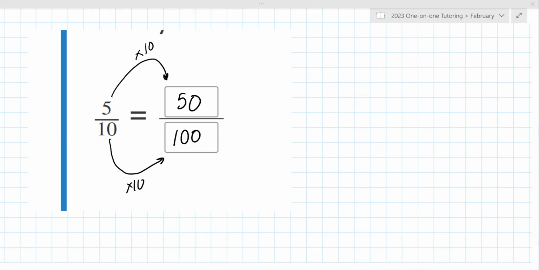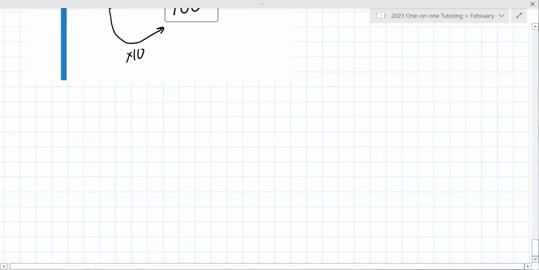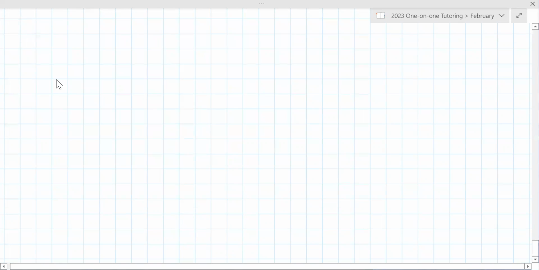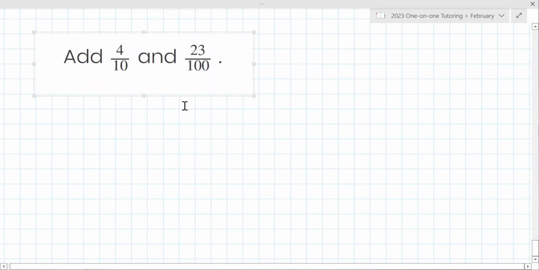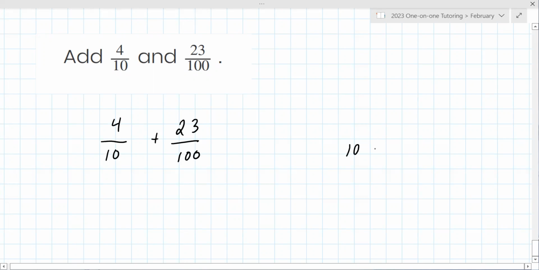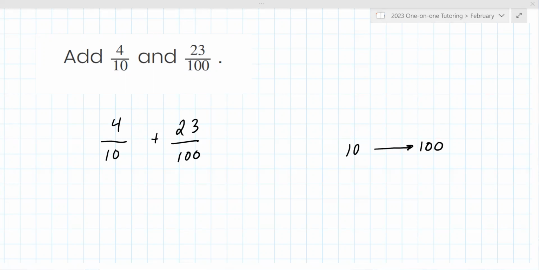Okay, so a few more problems here. We've been doing this a bunch, but we'll see some new things here. Okay, so we're going to add 4/10 and 23/100. So 4/10 plus 23/100. So can you go from the smaller to the larger? What do you multiply by to go from the smaller to the larger?